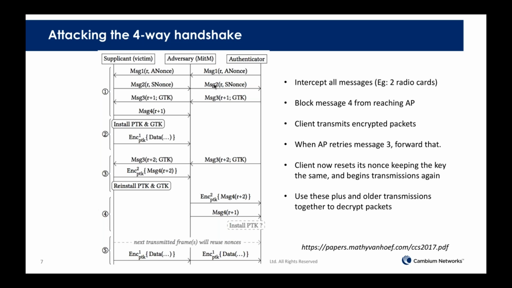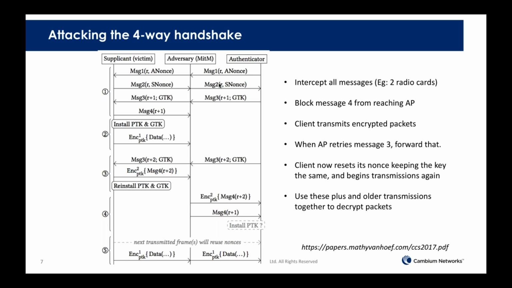And now when the access point sends message 3, instead of forwarding the client's response all the way to the AP, the adversary blocks this packet and prevents it from being forwarded. Now the client doesn't know that message 4 did not make it to the AP. So the client starts encrypting packets. So that's the first encrypted packet we see there, ENC1, right below the install PTK and GTK.